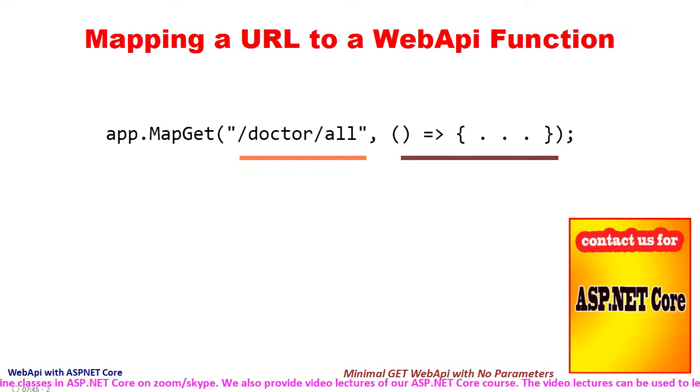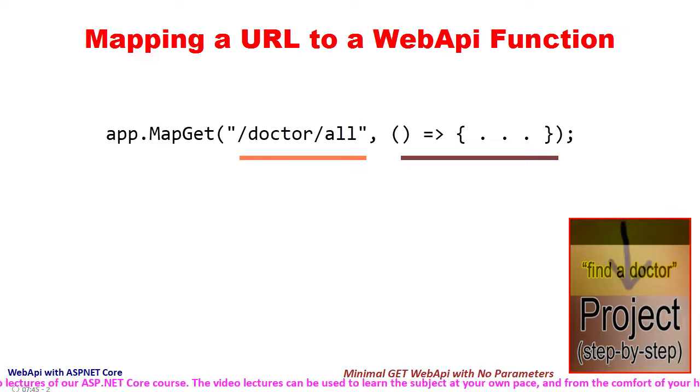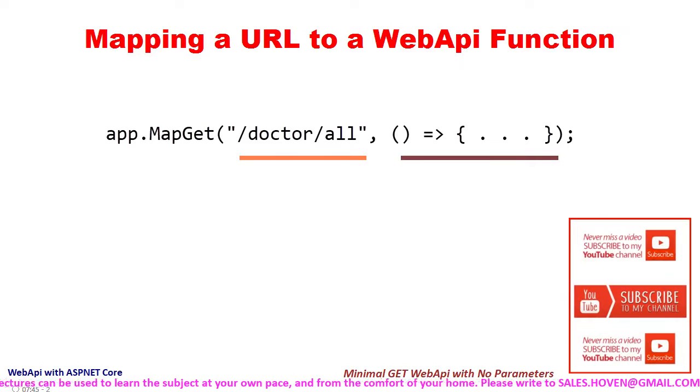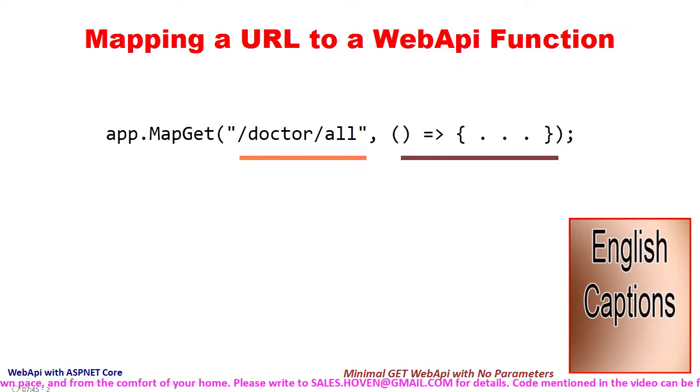In our case, we will have a mapping like app.MapGet. The first parameter is a path to the URL, the segments. The second is the lambda that will be executed when this URL is hit from the browser. Let us do it practically.